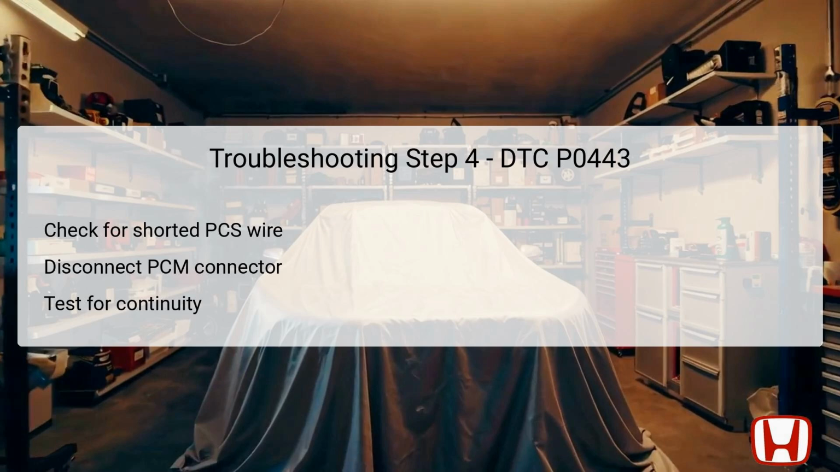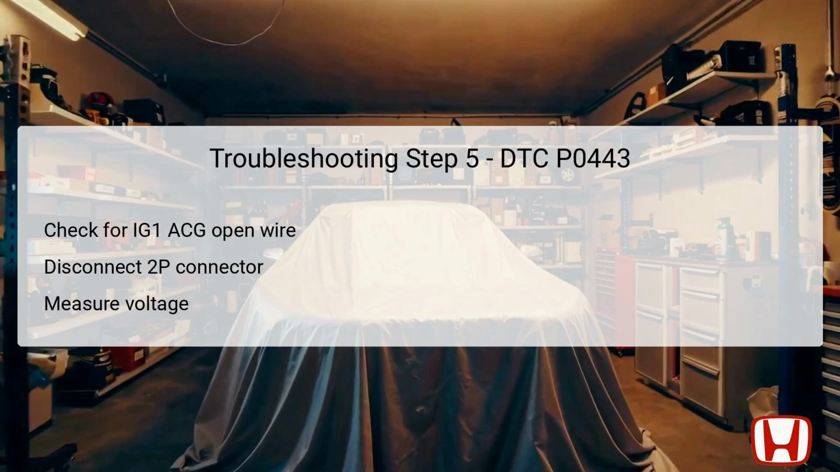If continuity exists, it indicates that the powertrain control system, PCS wire, is functioning properly. However, if there is no continuity, it points to a short in the PCS wire, which needs to be repaired to restore communication within the system.